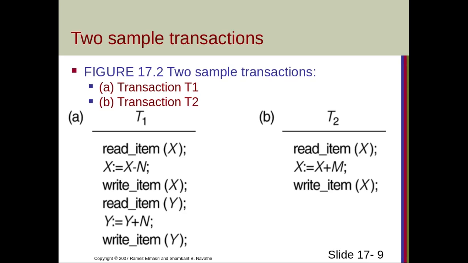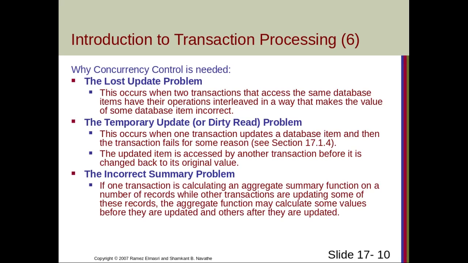These two transactions share the same variable X. Now T2 reads the value of X, then X is incremented by m, and writes that back to X. So these are two transactions. Now when you are doing concurrent programming, or concurrent execution of transactions, you have a number of problems, and to overcome those problems, concurrency should be controlled.